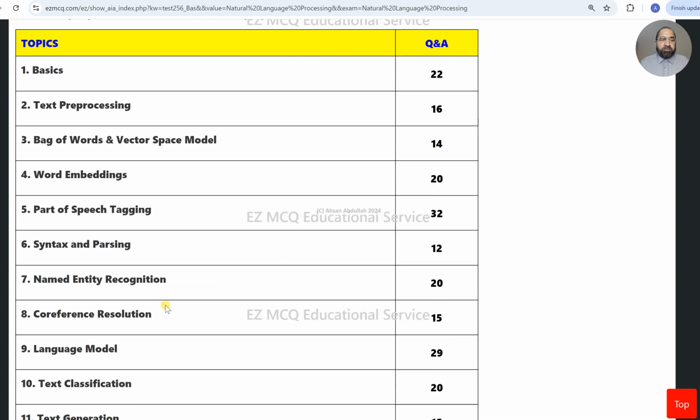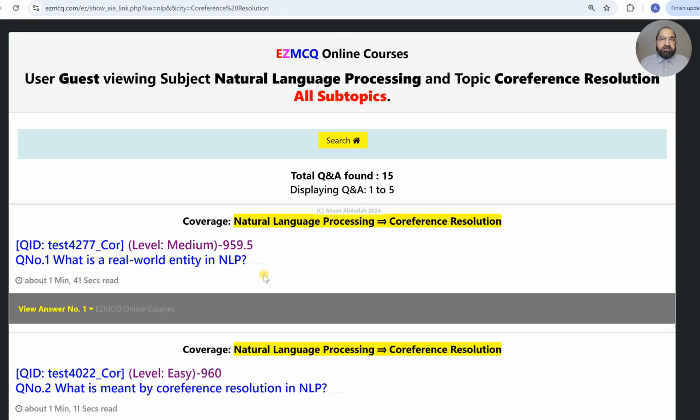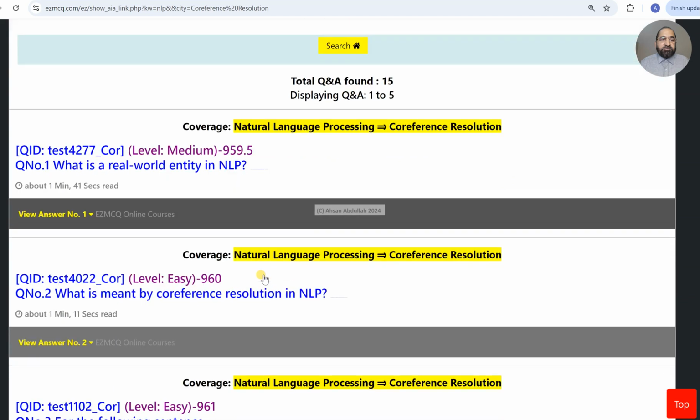So we go to topic number 8, which is co-reference resolution. We start with the first Q&A, question and answer. The question is, what is a real world entity in natural language processing? Why are we talking of an entity? Because co-reference resolution is used in recognizing the entities and the relationships between them also. So what is an entity?